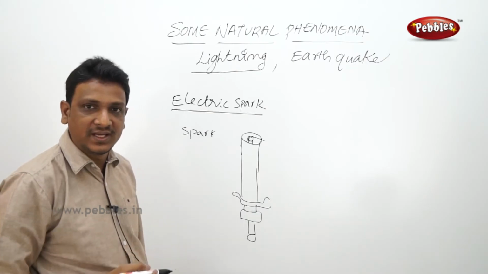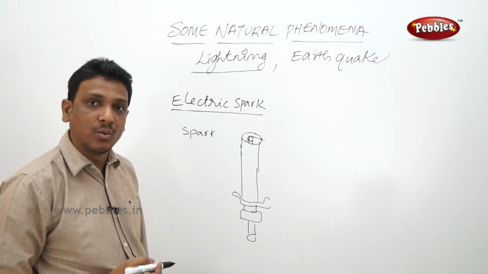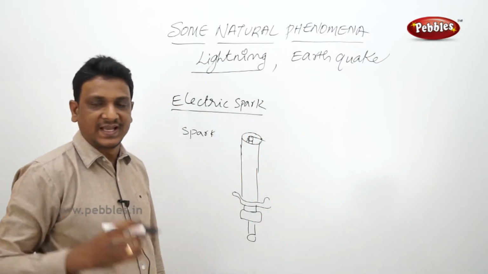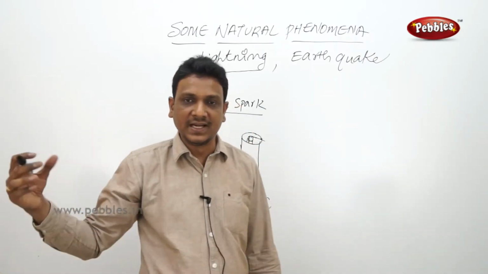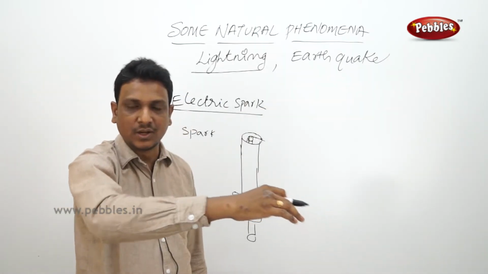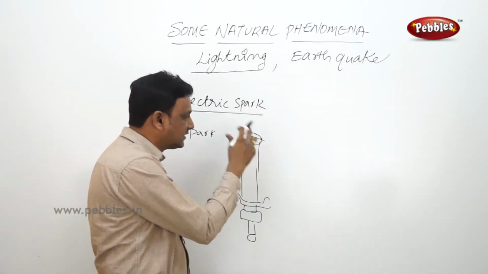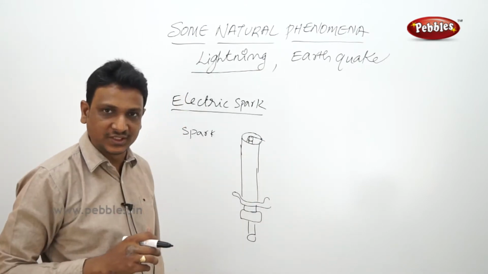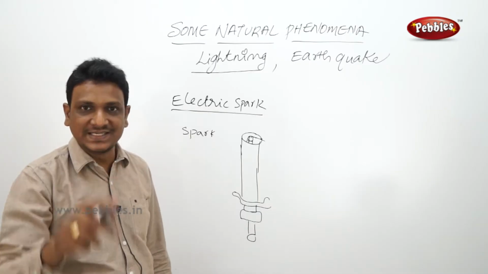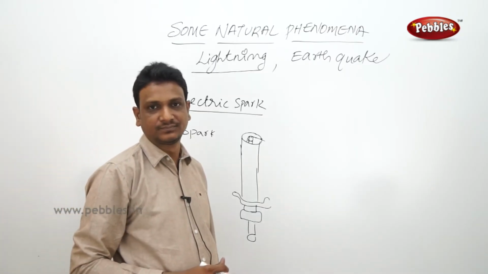How is it traveling? We can see that. How can we see it? We can see it in the form of a spark. Electric charge is traveling from one body to another body. Now there is no wire between this rod and this edge. No wire connection. In the air it is traveling. While traveling, you can see it in the form of a spark.